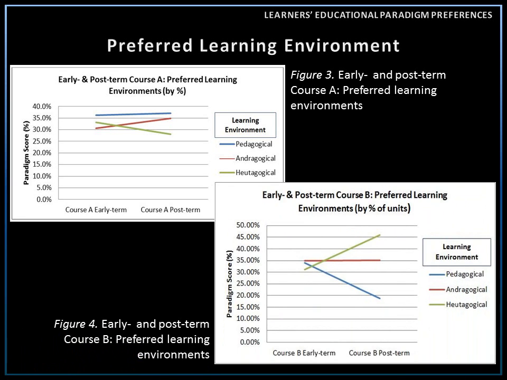Now looking at Course B results, you can see that these respondents' early term preferences were also almost evenly divided between the three learning environments. However, by the end of the term, you will notice a dramatic increase in preferences for a heutagogical environment and a similar decrease in the preferences for a pedagogical environment.